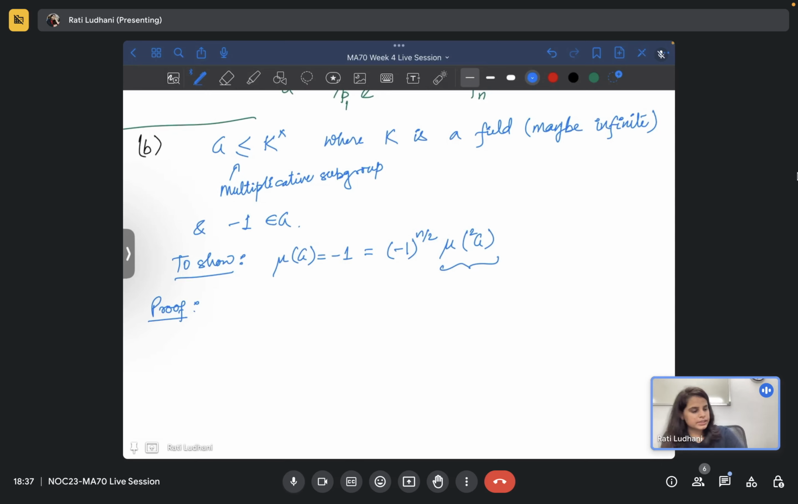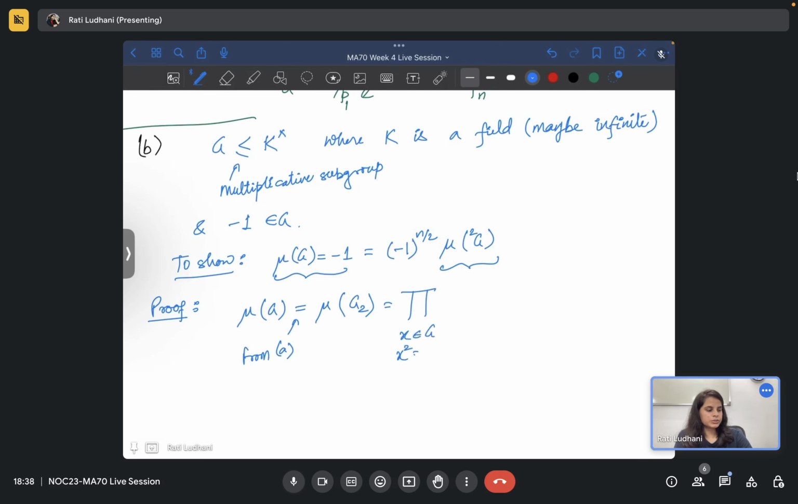Okay, first let's see if we can do it for mu G equal to -1. Okay, if we can prove this. So we have proved that mu G is equal to mu G2. This is from part A. So that means this is a product of all the elements of G such that x square is equal to 1. So that is x, right?